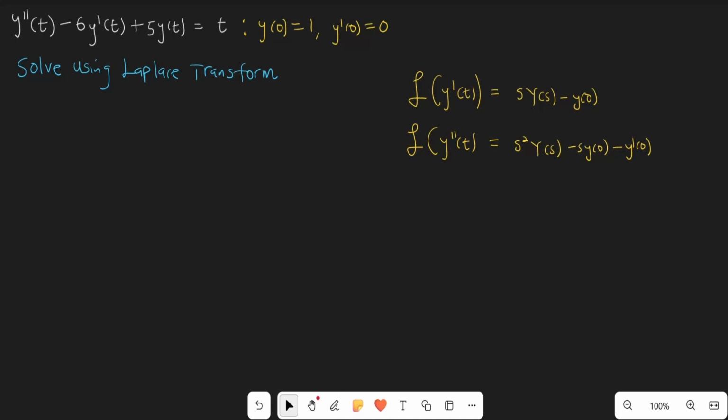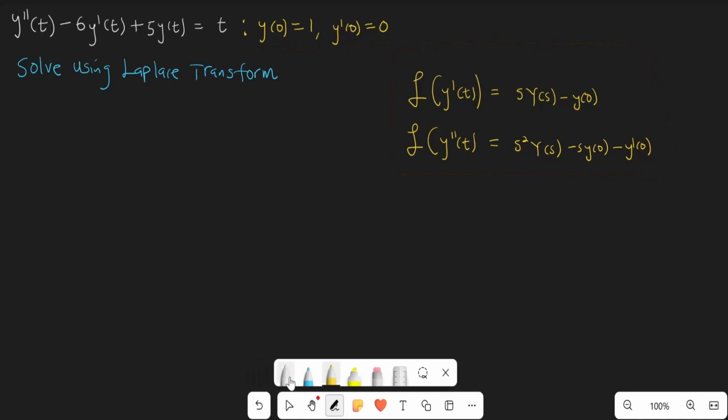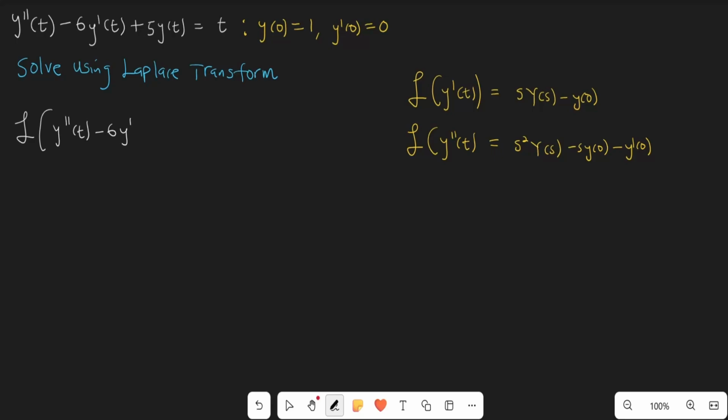So what we are going to do is to use these to solve this differential equation with initial value condition. So let me go ahead and do that. For us to solve this differential equation, we will have to take the Laplace transform on both sides. So let's do that. We are going to take the Laplace transform of y prime prime of t minus 6 times y prime of t plus 5 times y of t. This is a differential equation, and this is equal to, you take the Laplace transform of the right hand side as well to maintain equality.